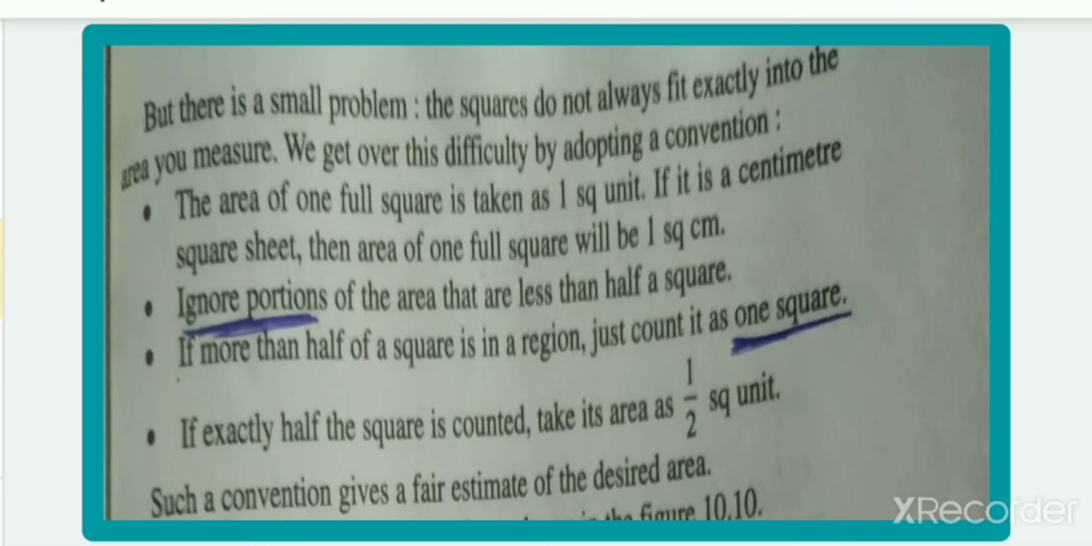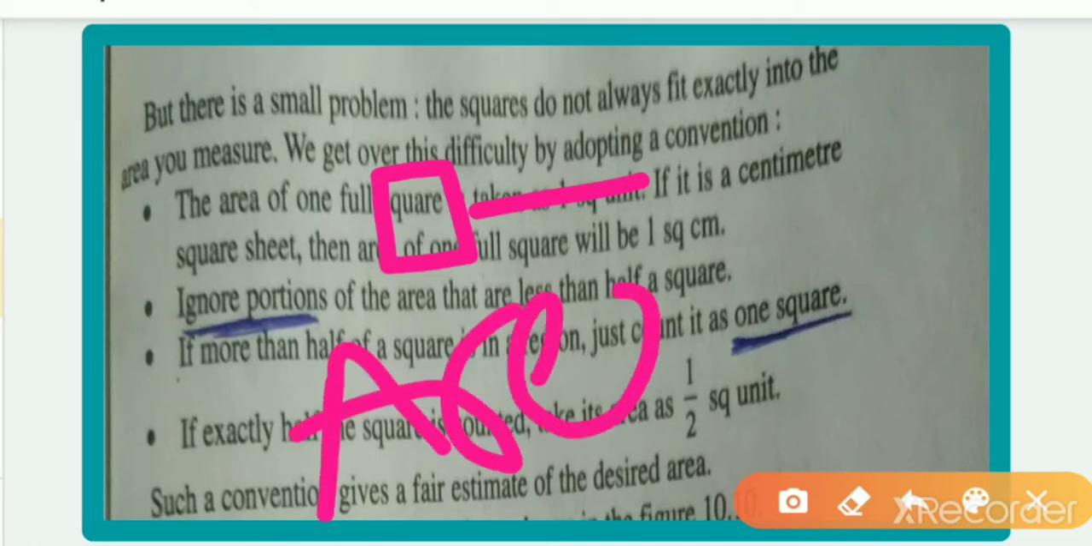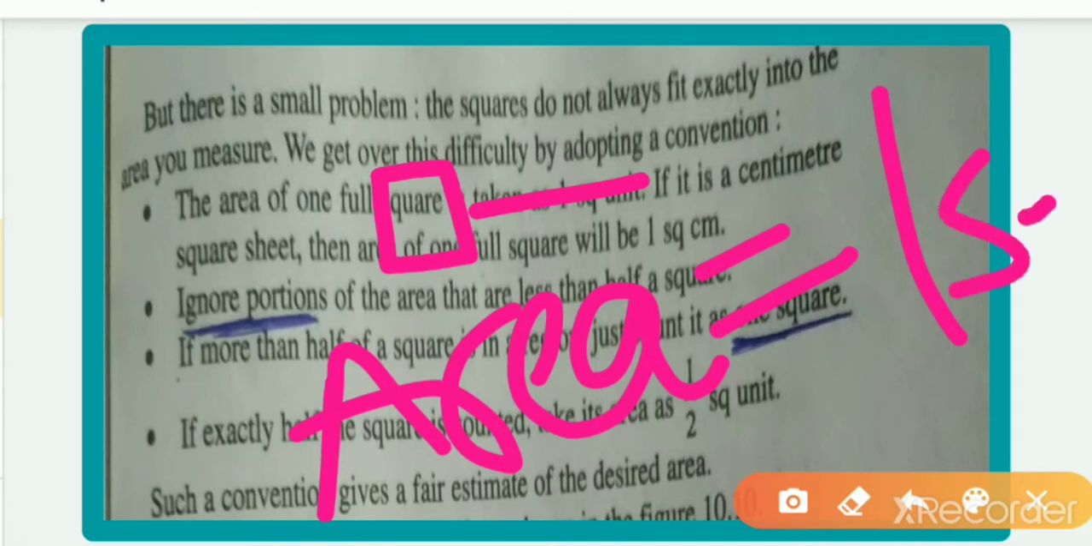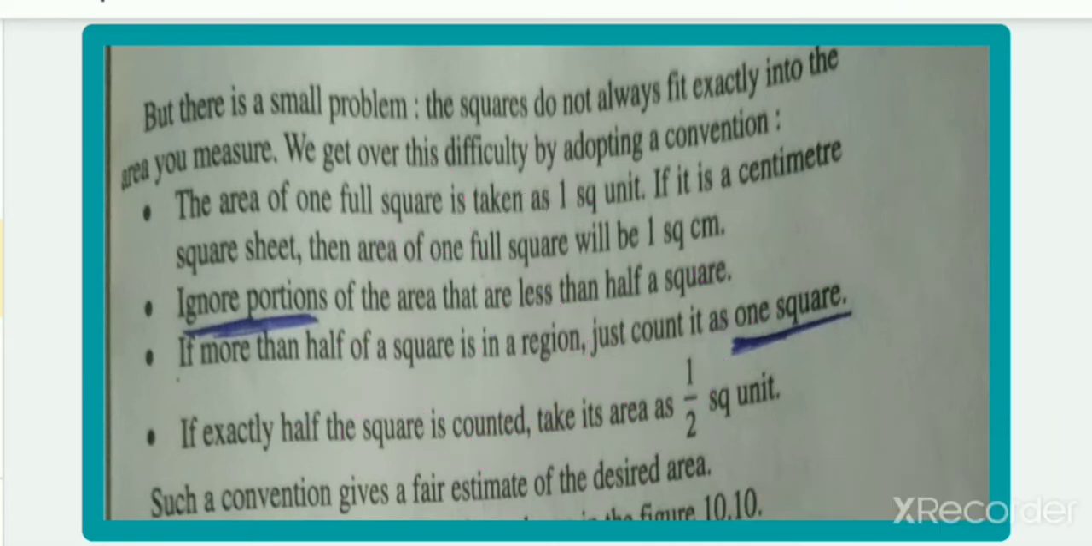First one: the area of one full square is taken as 1 unit. It means if one square box is there, you will directly write its area as 1 square unit. If a complete square box is given, and it is a centimeter square sheet, then the area of one full square will be 1 square centimeter. So if one full square is given, its area will be 1 square unit or 1 square centimeter.